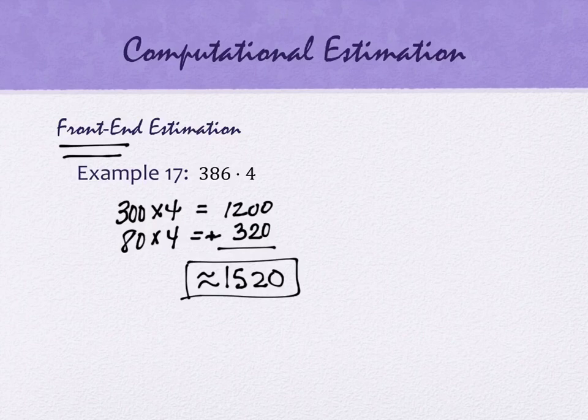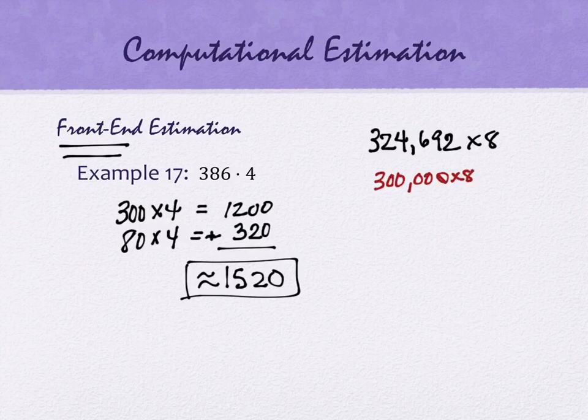Okay, it's an estimation. If the number had been bigger, we would do the same thing. Let's say that the number had been 324,692 times 8. And it's a big number. All we would do is we would take the 300,000 times 8, and we would take the 20,000 times 8, and then we'd add them up. That's front-end estimation. 2 steps of multiplication, 1 step of addition. No matter how big the numbers are. Estimation.